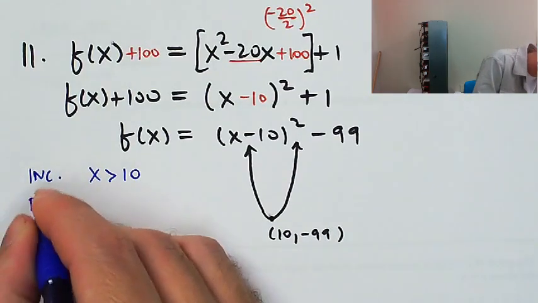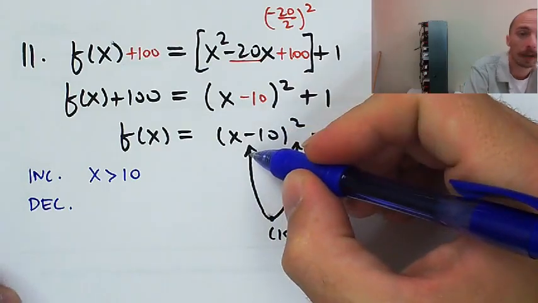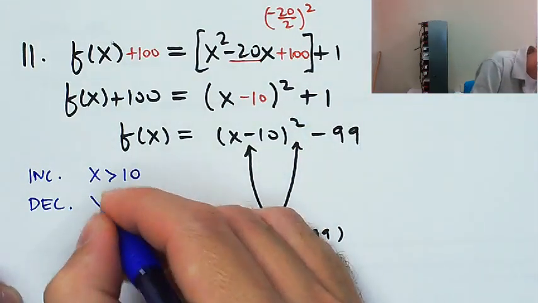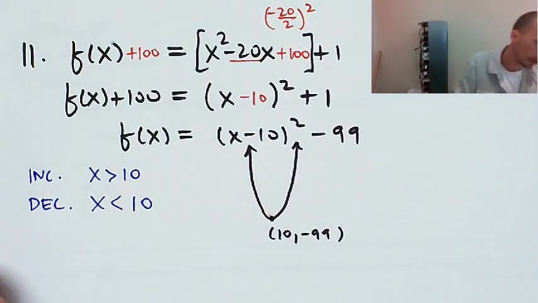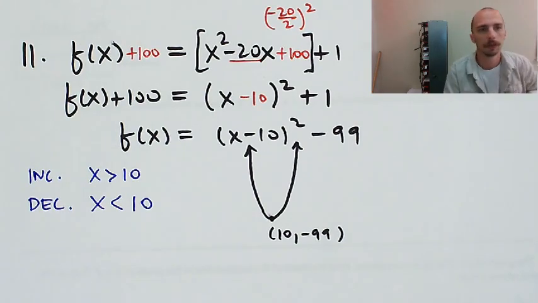And then decreasing, that's where it's got a negative slope. That would be here. As I move left to right, the graph of the function is going down. So this would be where x is less than positive 10. Okay, I think that's all I've got to say about that. It was sketch the graph, give the intervals of increase and decrease. We did that. Let's move on. Number 12.